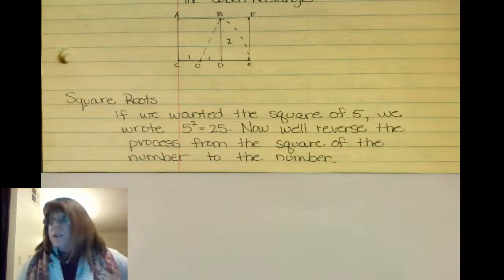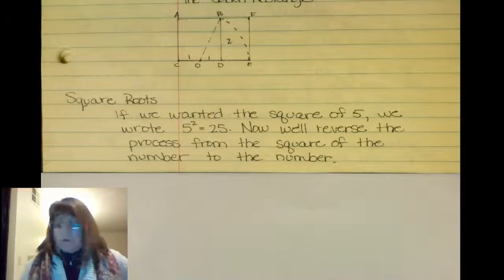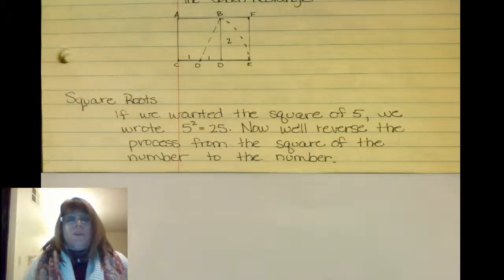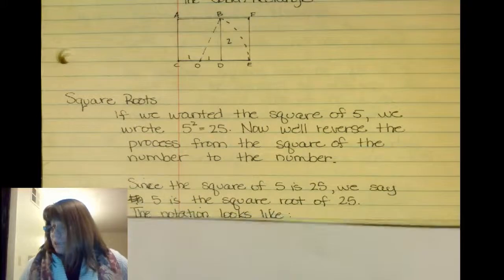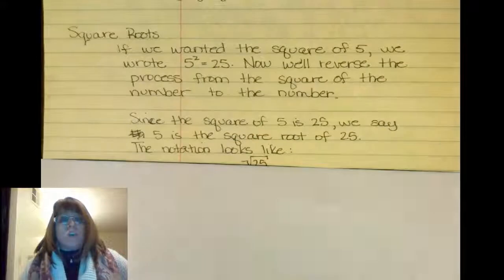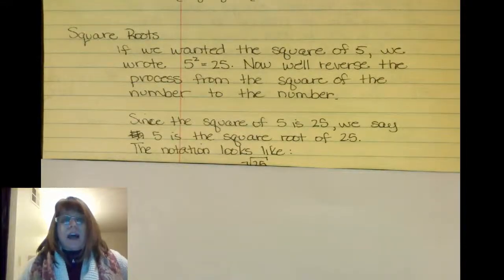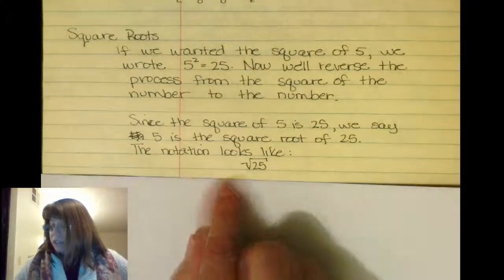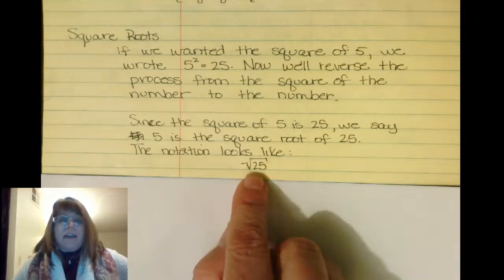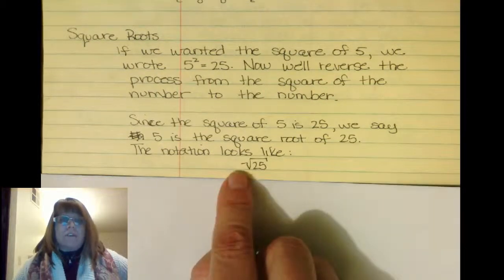If we wanted to know the square of 5, we would write 5 squared, which is 5 times 5, which is 25. Now we're going to do the reverse action, and from the square of a number, we're going to go back down to the number. Since the square of 5 is 25, we can say 5 is the square root of 25. And our notation looks like this. It's this interesting bracket shape over 25. That's called the radical. So radical 25.